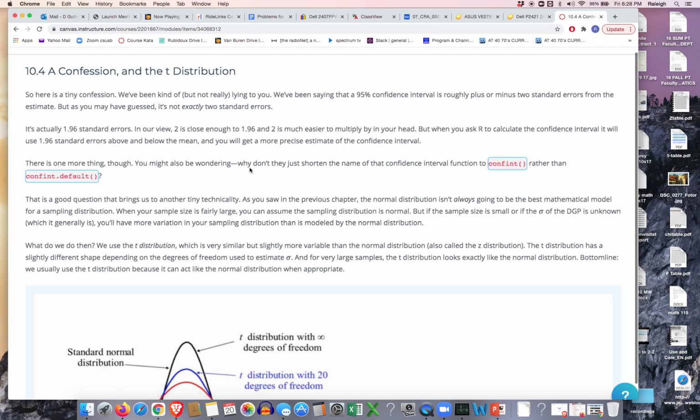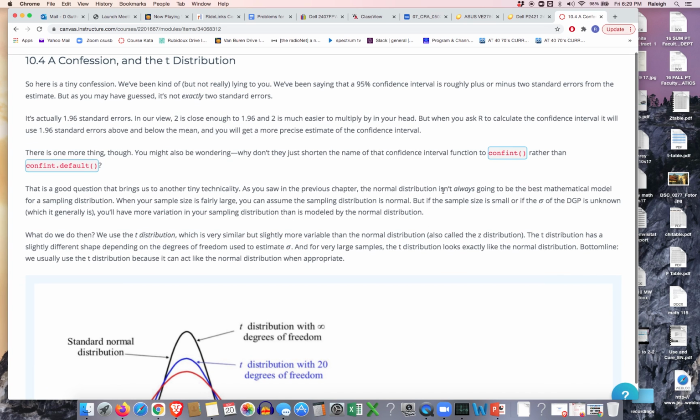There's one more thing, though. You may be wondering, why don't they just shorten the name of it? Well, you know, they can shorten a lot of things, but they just don't seem to want to. That's a good question. They call it confint.default. Tiny technicality here. They're saying, as you saw, the normal distribution isn't always going to be the best mathematical model. Typically is, but sometimes it's not.